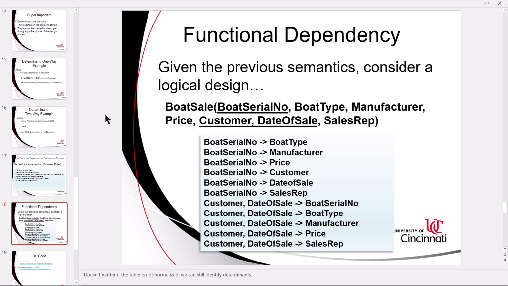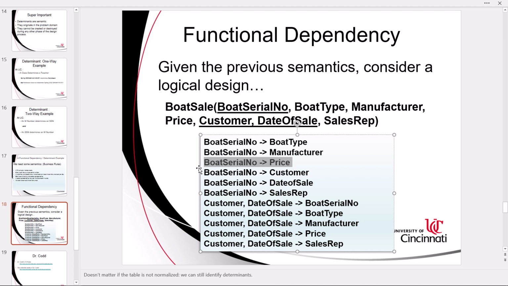And then I create as many functional dependencies as I can based on the semantics on the previous slide. So if I know the boat serial number, I know the boat type. If I know the boat serial number, I know the manufacturer. If I know the boat serial number, I know the price. Then if you backtrack all of these, most of them come directly from the previous slide. A couple I just made up. But boat serial number and price means that if I know the boat serial number, I know the price. That means I only sold the boat once, because if I sold it twice, I wouldn't be able to tell you what the price was on that boat.